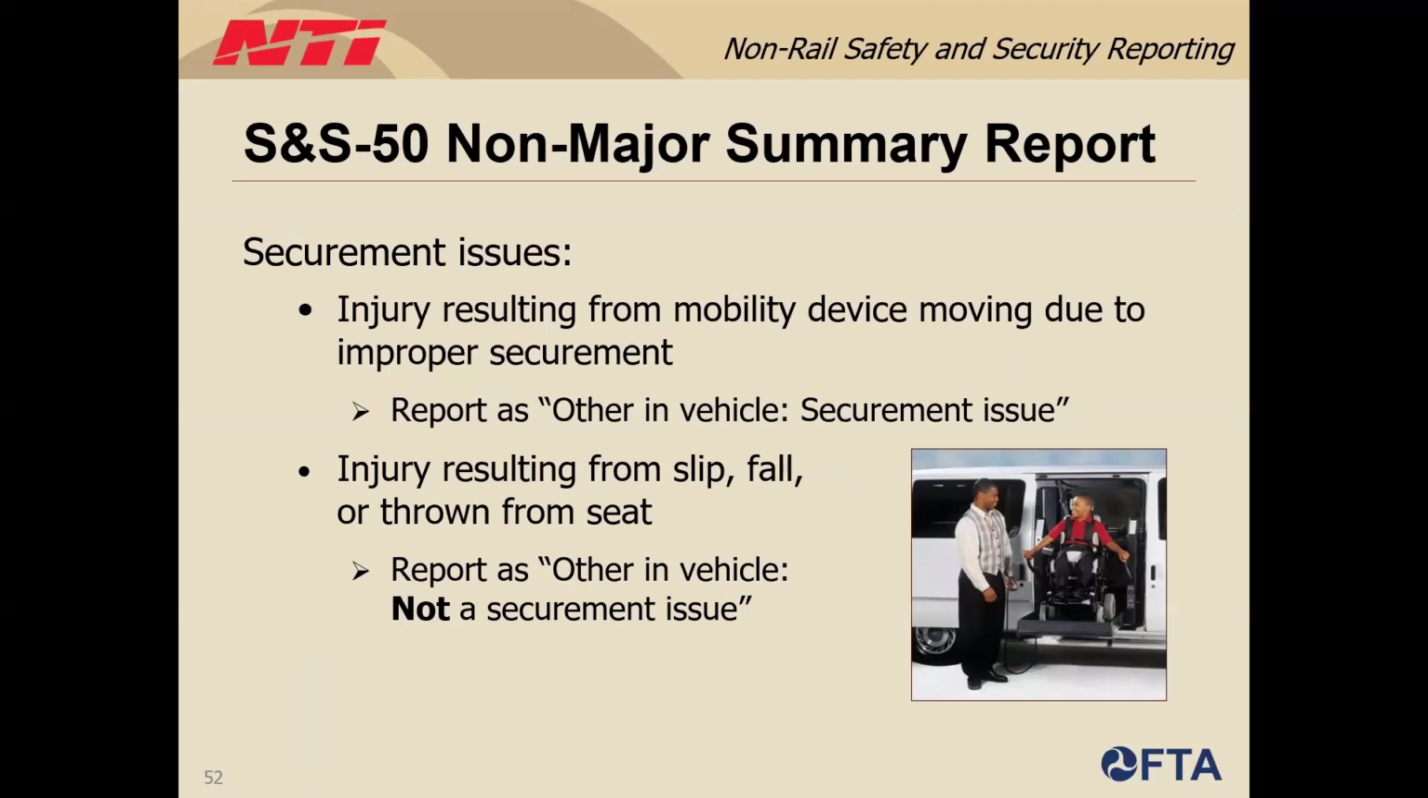Two of the categories for injuries on the SNS 50 form relate to securement issues. Securement issues are those related to an injury resulting from improper securement of a mobility device, such as a wheelchair or a scooter. So they are reported as other in-vehicle securement issue. The other category is for other in-vehicle, not a securement issue. These are trips, slips, falls while on the vehicle or from being thrown from a seat during a vehicle maneuver.